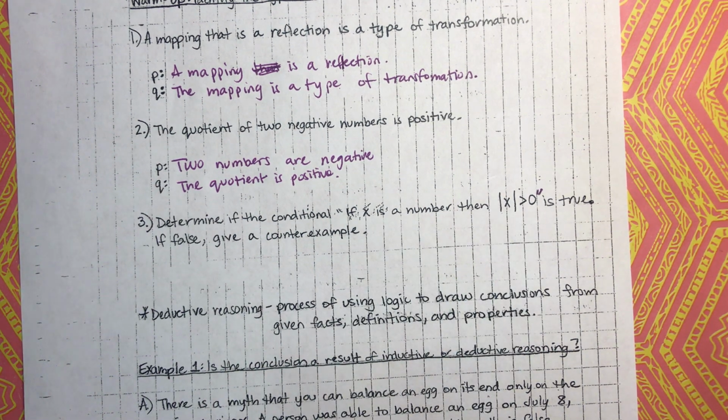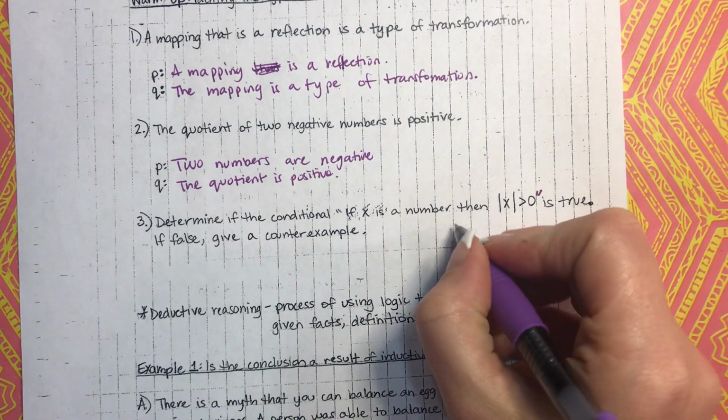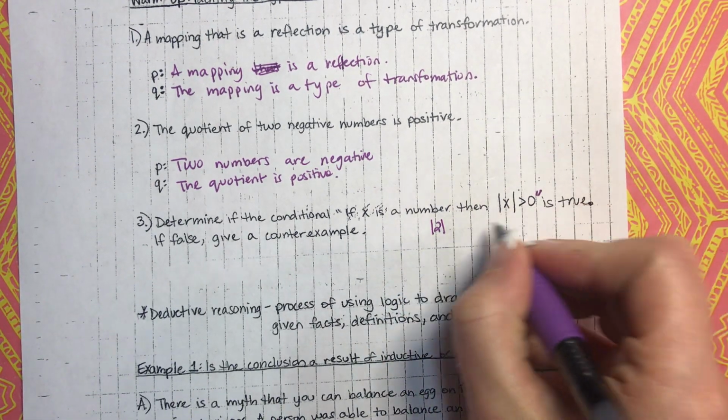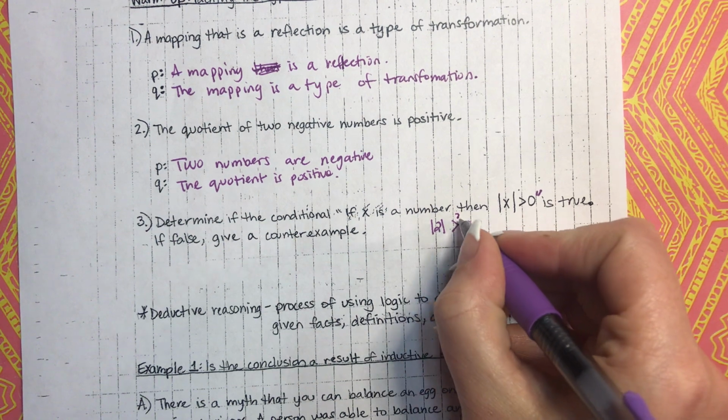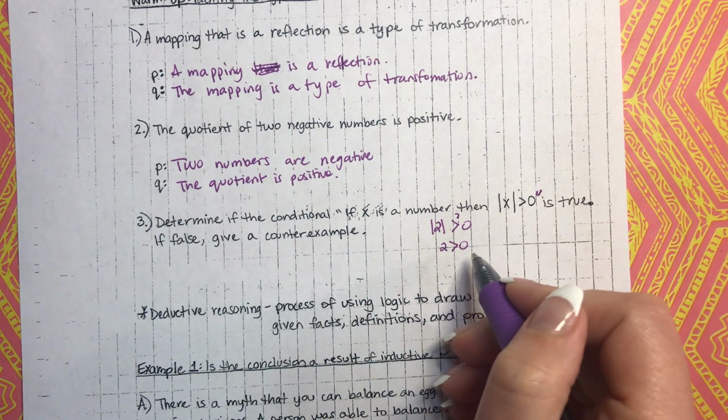So whenever we're dealing with something like this, we kind of want to look at all the different types of possibilities. Okay, what could x be? Well, x could be a positive number, x could be a fraction, x could be a negative number. All those different types of things. Okay, well, what would happen if x was a positive number? So positive like positive 2. So if we had the absolute value of 2, is that greater than 0? Absolute value of 2 is 2, and 2 is greater than 0, so that works.